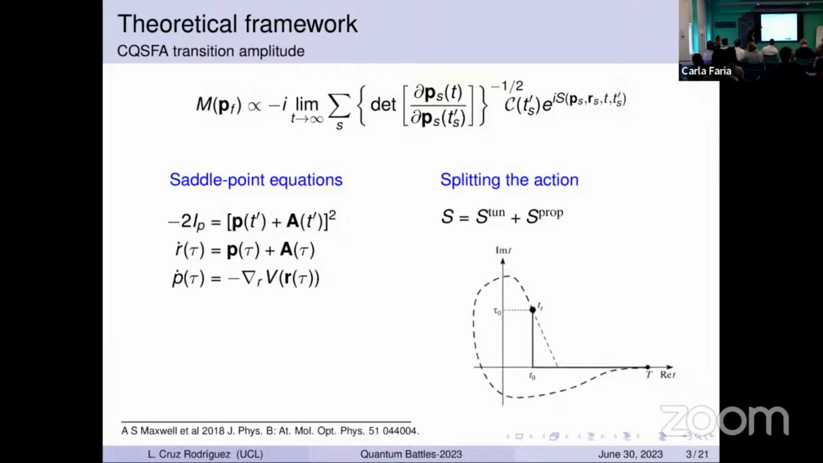This one will give you the ionization time. And these two equations will tell you how the electron propagates in the continuum. In this action, we find integrals, and the method typically used is to split the integral along two contours: one parallel to the imaginary axis, which is what we call the tunneling or under-the-barrier part of the action, and another along the real axis, which is the propagation part of the action.